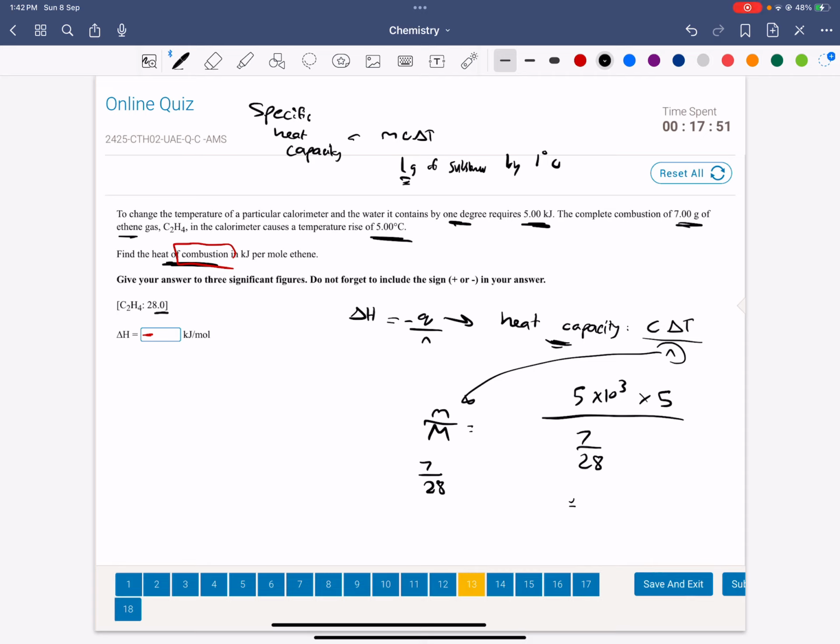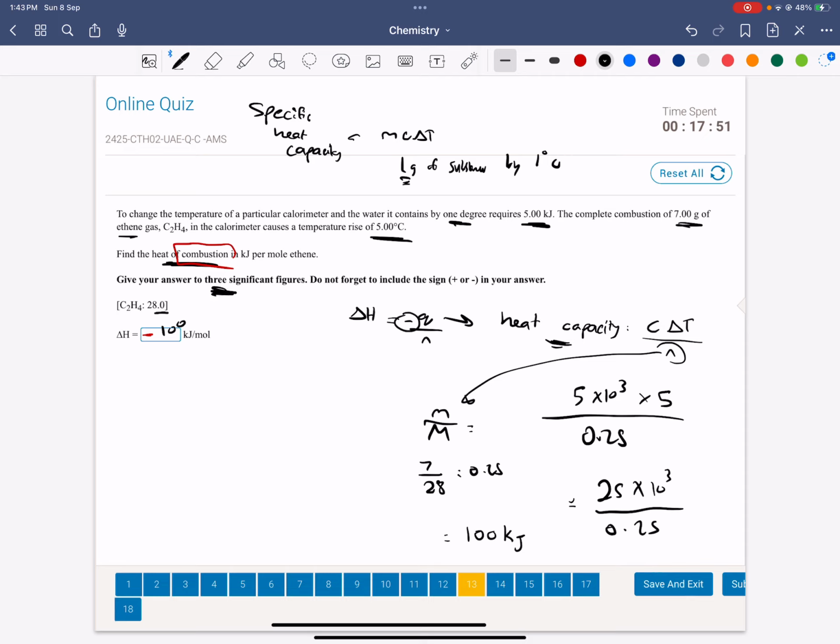And we will get 25,000. So let's first find the number of moles. 7 divided by 28 is going to be 0.25, and then I will have 25 times 10 to the power of 3 over 0.25, and we will finally get the answer as 100 kilojoules. However, is it negative or positive? Of course, it's going to be negative, which we accounted for in our equation. So the answer is going to be minus 100 kilojoules.